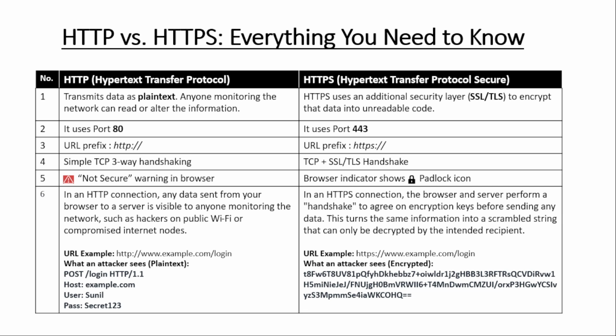Third point, the URL prefix used by HTTP is http:// whereas HTTPS uses, as usual, https://. Fourth point, HTTP uses the simple TCP three-way handshake. That means first the client sends the connection request, the server acknowledges that synchronized request and sends the acknowledgement, and then the client sends the acknowledgement of success, and then the connection is established between them.